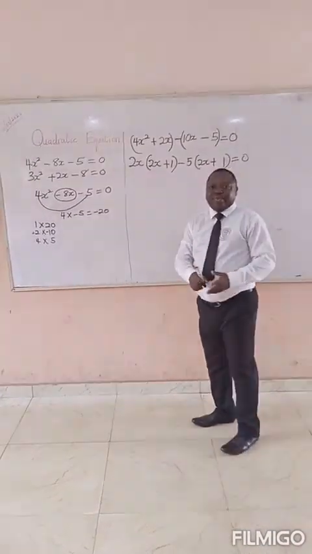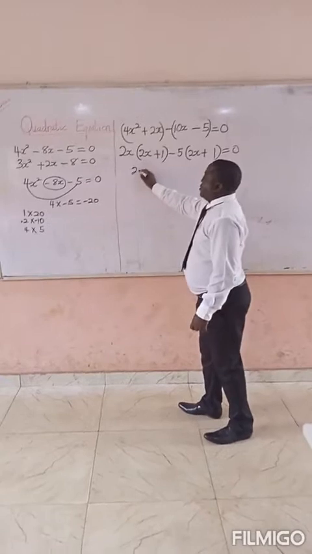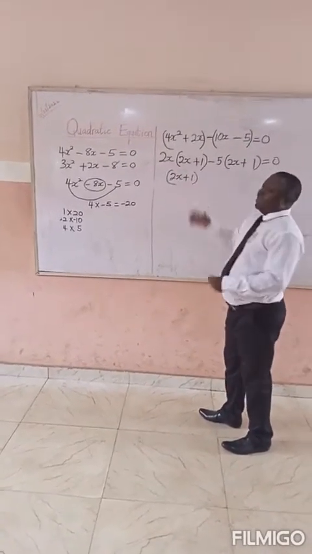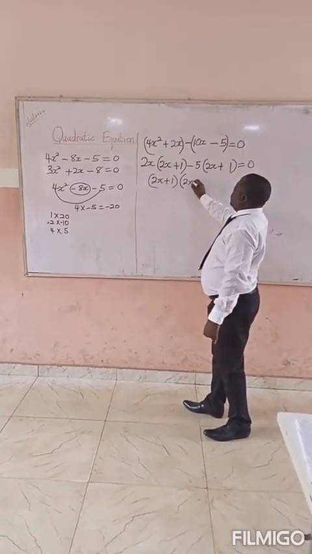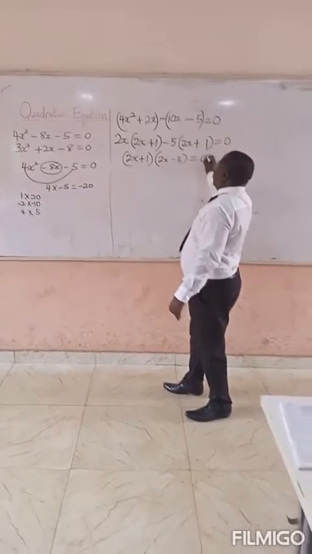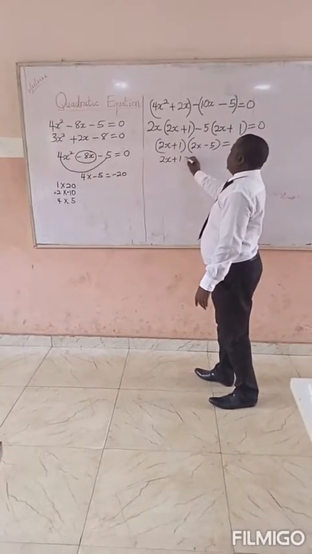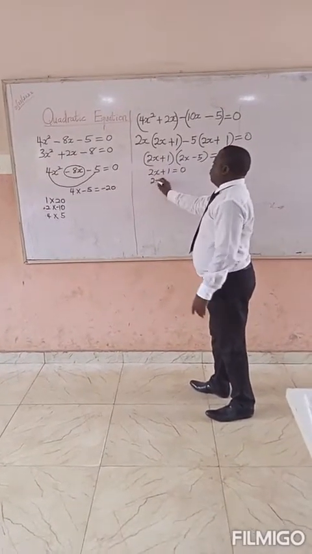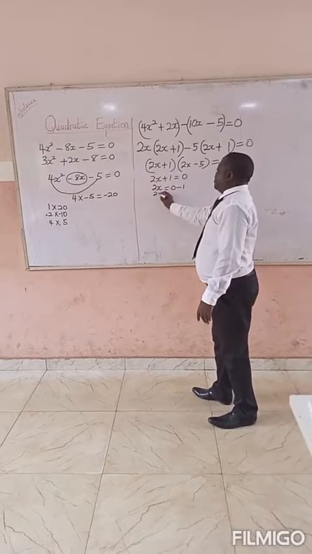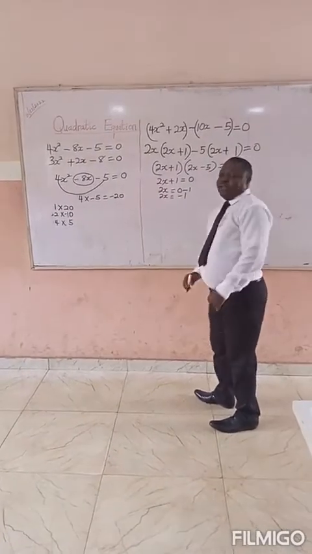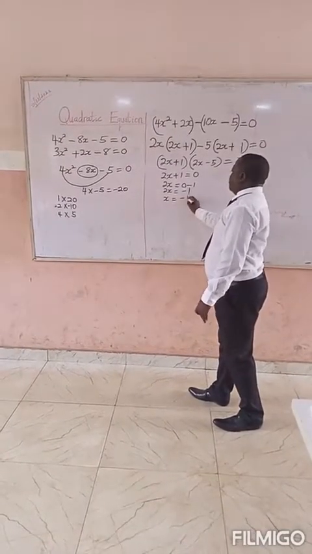So from here, you want to take the common factor here, 2x plus 1. Just take 1 out of it, open and close bracket. Then combine these 2x and this minus 5. 2x minus 5 is equal to 0. So that means if 2x plus 1 is equal to 0, then 2x is equal to 0 minus 1. And 2x is equal to minus 1. Divide both sides by 2. And we have x is equal to minus 1 over 2.